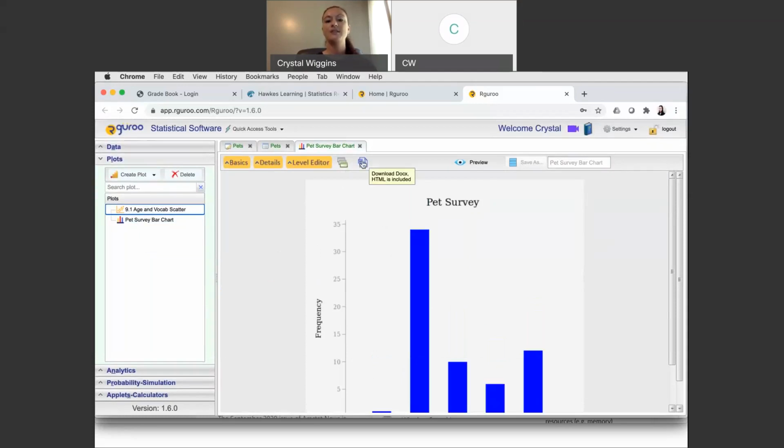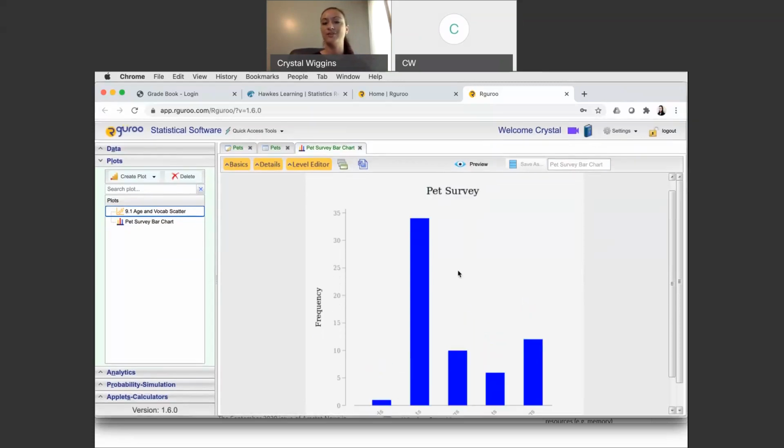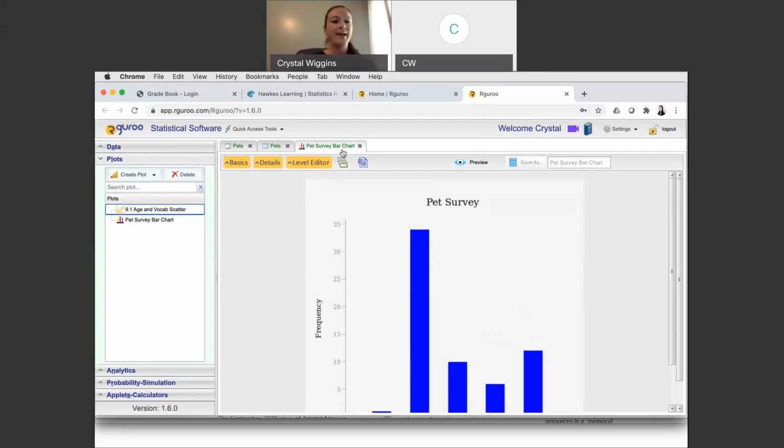Now it has a weird download. It gives you a Word doc, which is usually the data. It gives you a picture, a PNG file, which is the graph, or an HTML link, which will link you right to everything. So just make sure if you're uploading this at any point in time in Blackboard that you select the right files or give me all of them. Okay, so that is our bar chart.